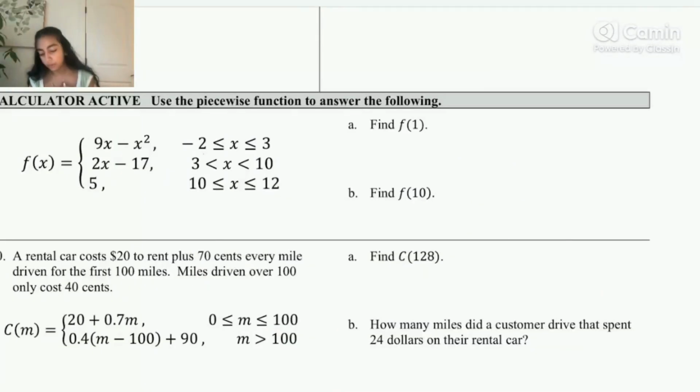Okay, we're going to be doing more piecewise functions. So here, find f of 1. Here, 1 is going to apply to this equation because it's between negative 2 and 3. So f of 1 equals 9 times 1.